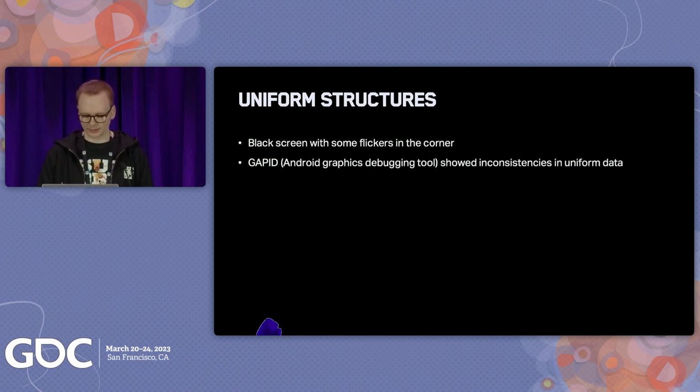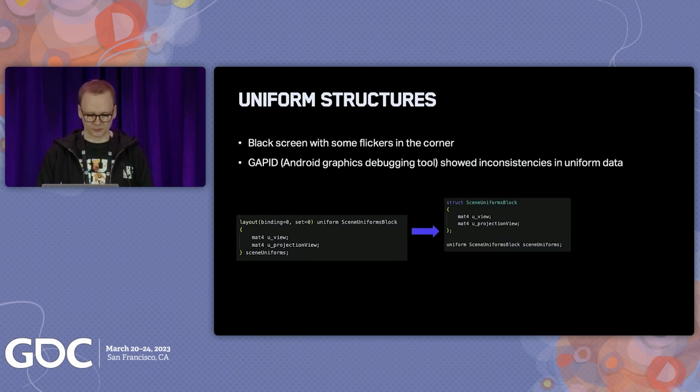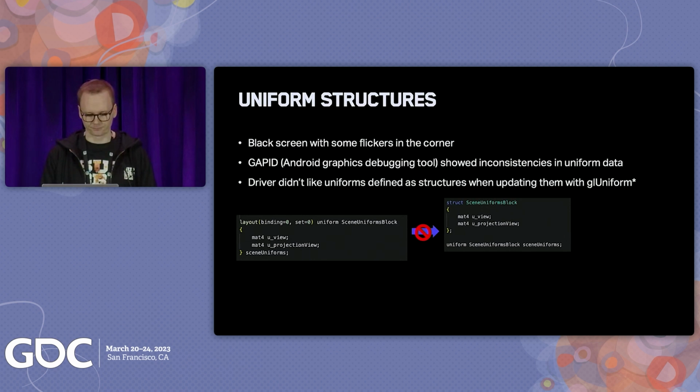So it was just showing different data there. This is how we had defined the uniform block in the source shader. And this was converted for the OpenGL ES2 backend, which did not have uniform buffer support, into code like this. So it generated a structure with a couple of matrices and then a uniform based on that structure.